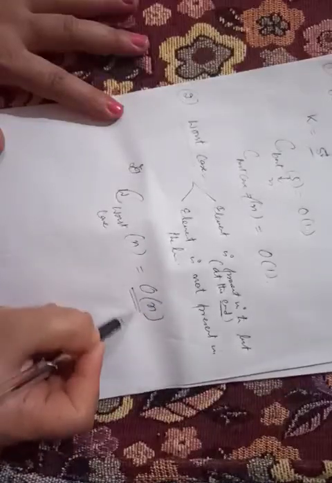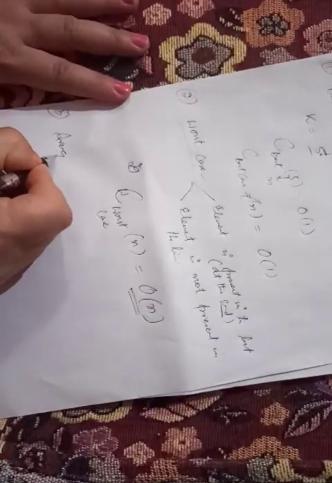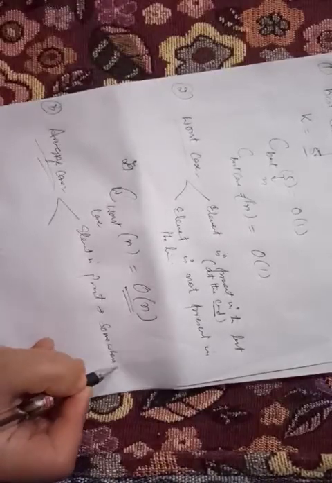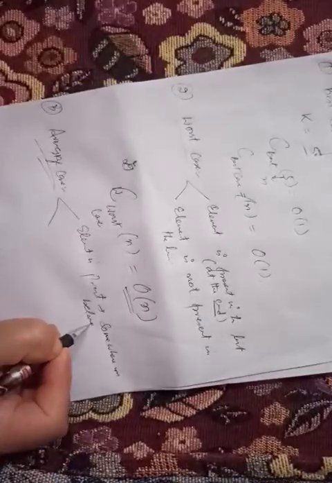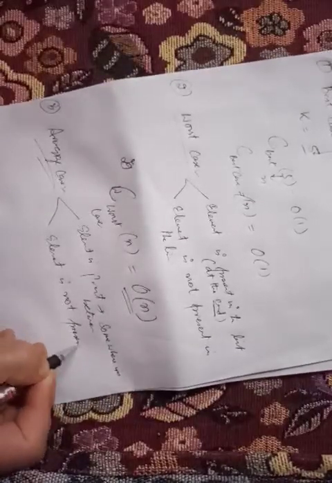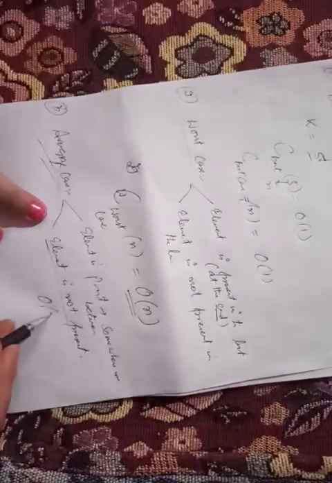In both cases, its worst case time complexity is big O of n. Third, average case time complexity. In average case time complexity, there again are two possibilities for it. One possibility is the element is present somewhere in between, and the other is the element is not present. Again, in average case, if the element is not present, obviously it would be big O of n.